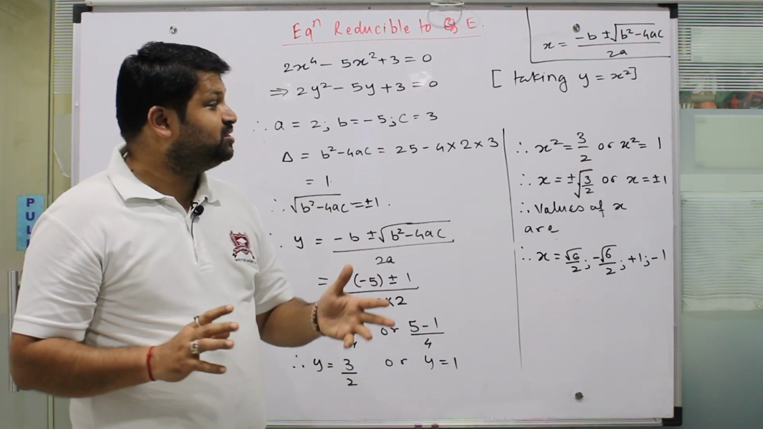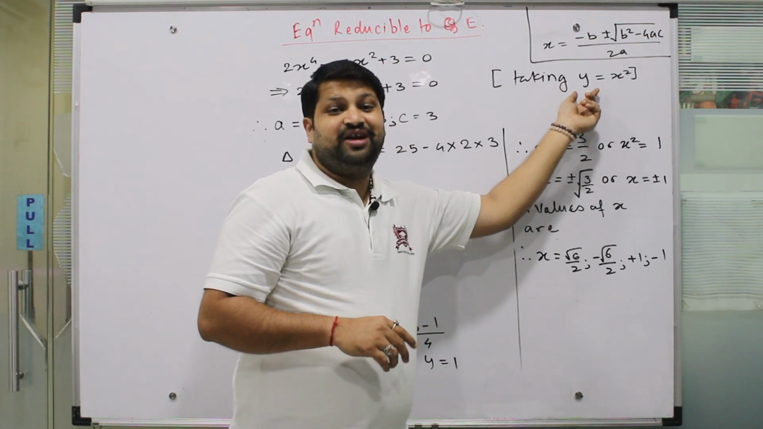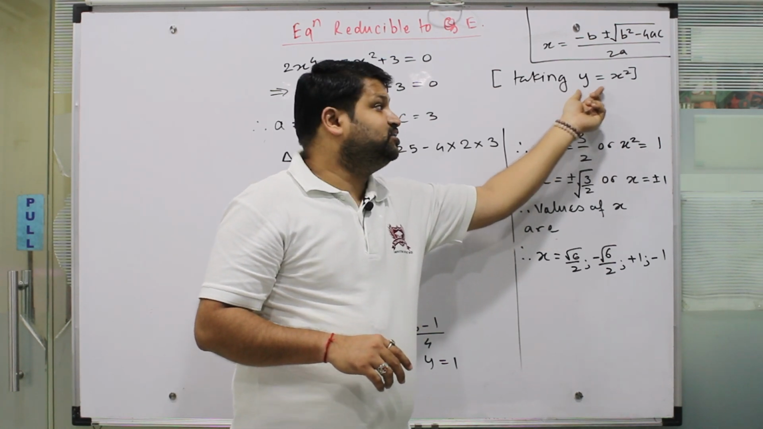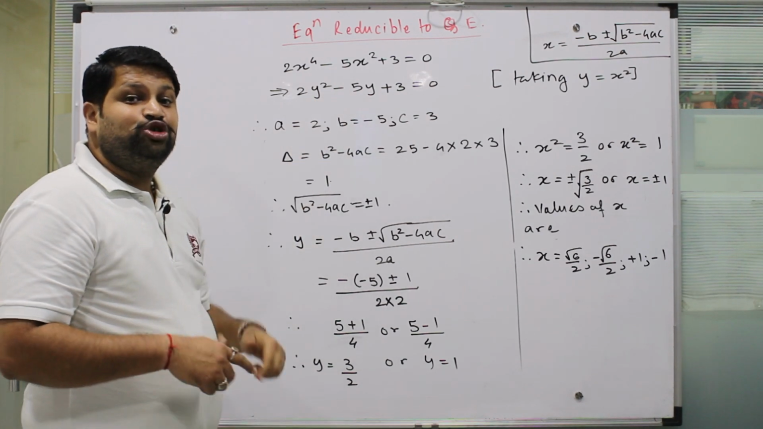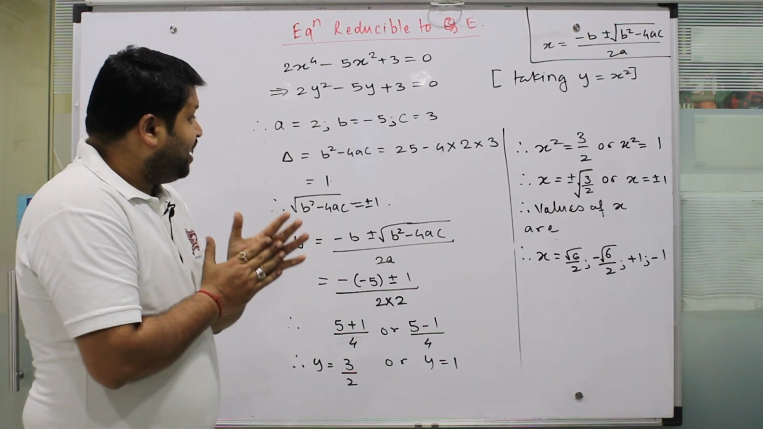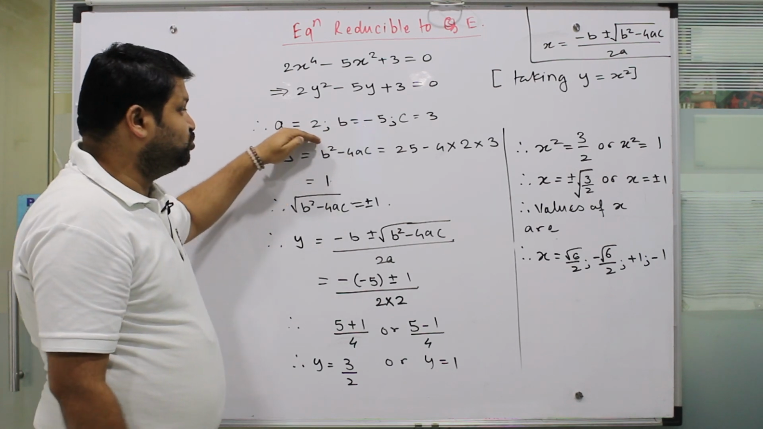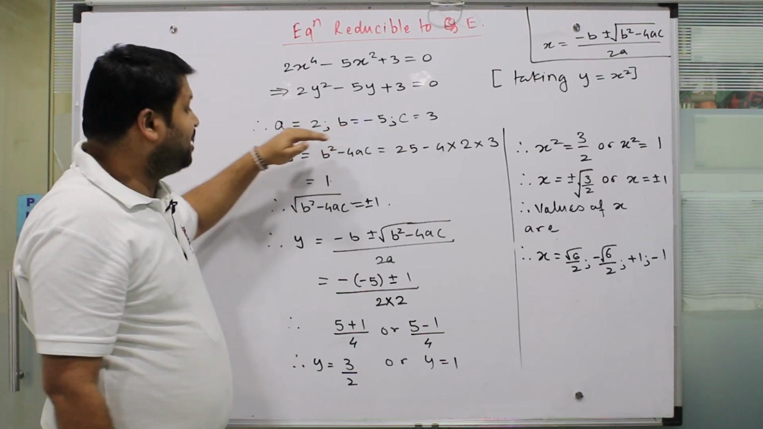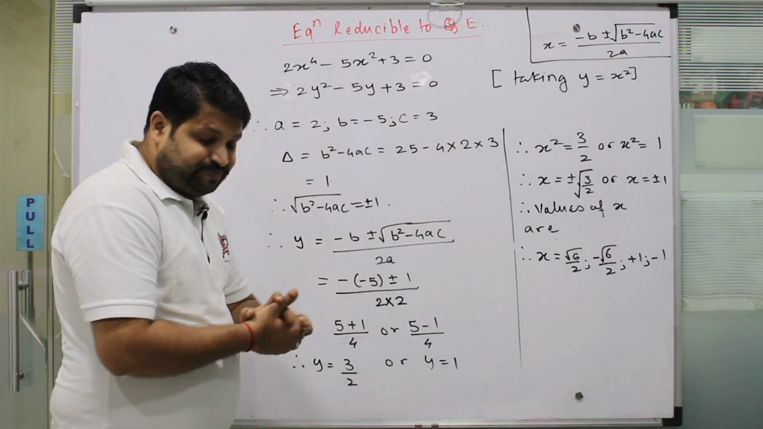So अपन उसको quadratic equation कैसे बना सकते हैं? By taking y is equal to x square. So we are redefining another variable which is y and it is equal to x square. So then it would become a quadratic equation in the variable y, and then we will solve it for y. So we get a, b and c. A, b and c का value है, a का value is 2, b का value is minus 5 and c का value is 3.